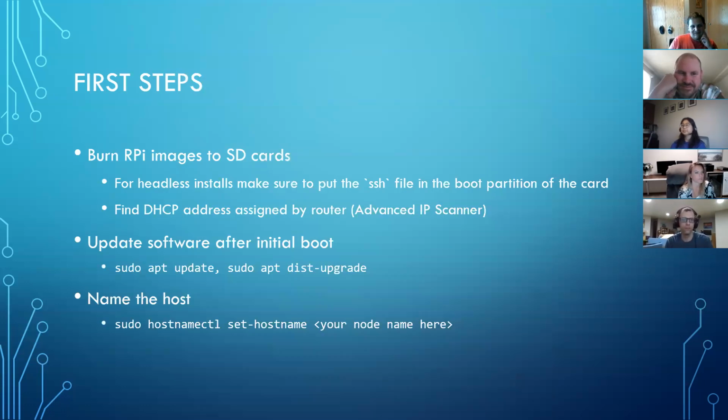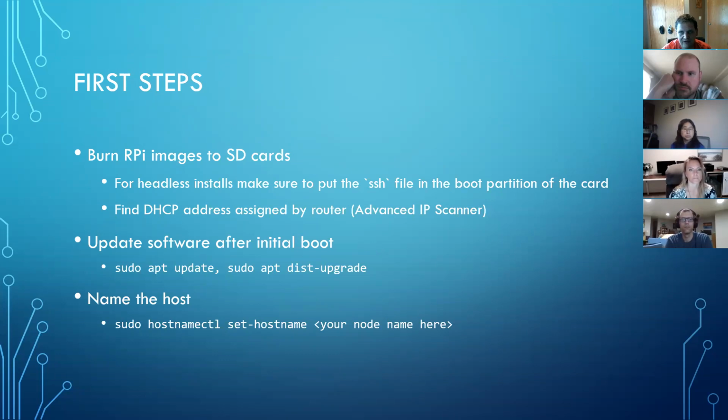So the first step in putting all this together is that you have to burn the images. The way that I set this up, just for the sake of time, was I already burned the images, because downloading and burning them takes a little bit of time. So it's just easier to deal with that before we get ahead of this. One of the cool things with the Raspberry Pis is that, like it says there, for headless installs, make sure to put the SSH file in the boot partition of the card.